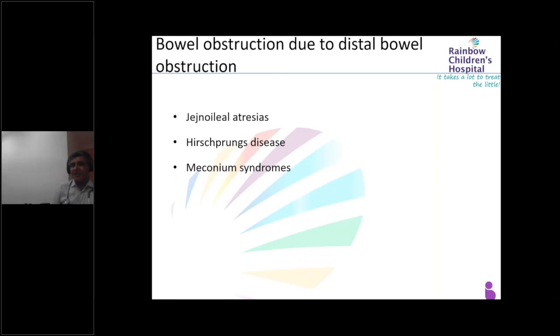Distal bowel obstruction we have already discussed. It is usually due to atresias or Hirschsprung's disease, or sometimes meconium syndromes. They can present as obstruction and distension of the abdomen.